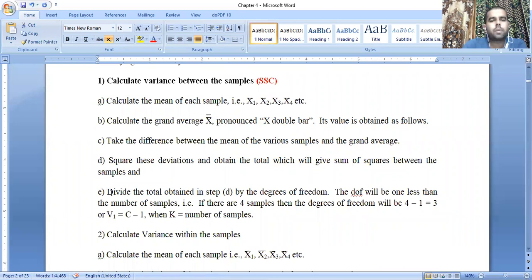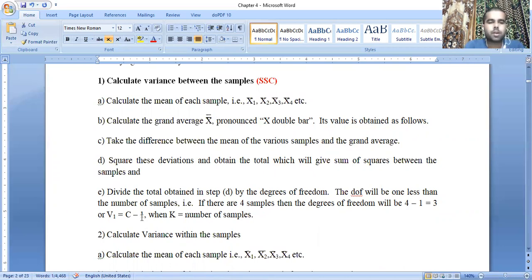Divide the total obtained in step D. After getting step D, we divide it by the degrees of freedom. That is, DOF will be 1 less than the number of samples. If there are 4 samples, then the degrees of freedom will be 4 minus 1, which is 3, or V1 equals C minus 1.